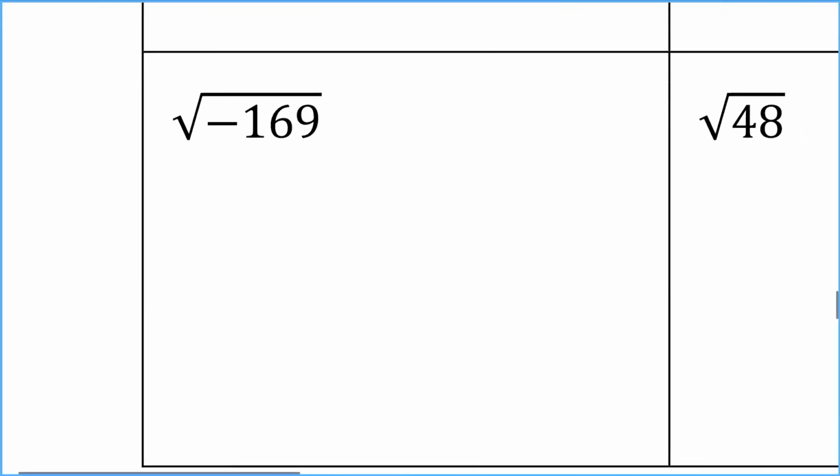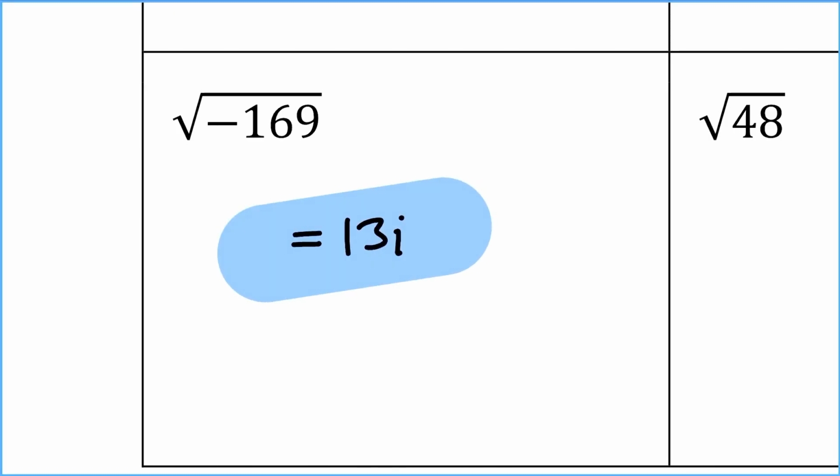Okay, 169. 169, that's a perfect square number, right? What's the square root of 169? Well, it's 13. And because it's negative under the square root, it's 13i. There you go. I was just making sure you memorize these bigger square roots, right? Memorize the square roots. It's good for you.